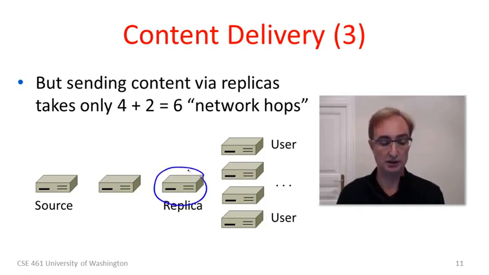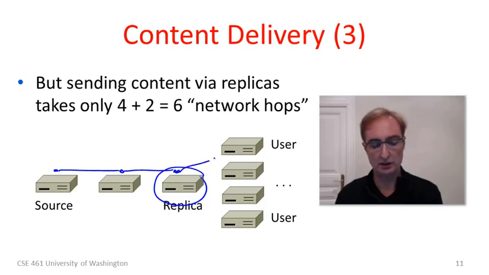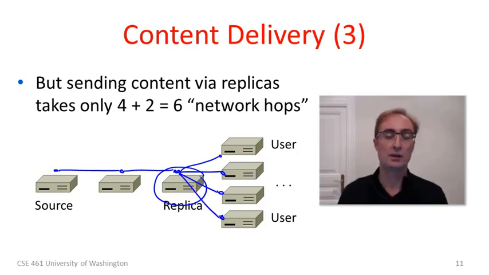So what we will do to deliver the content is send a message from the source to the replica, and then from the replica we will send a copy to each individual user rather than going all the way back to the source. Well, guess what? We just took 4 message hops, 1, 2, 3, 4, and the 2 ones to get from the source to the replica point. That's a total of 6 network hops. It is twice as efficient as the 12 network hops that we required in the first case.